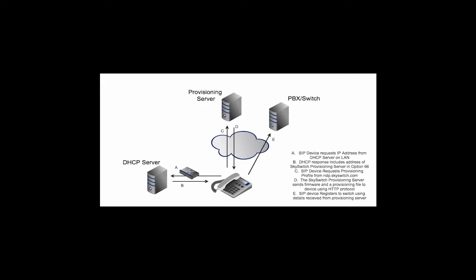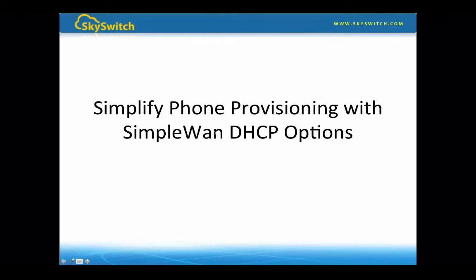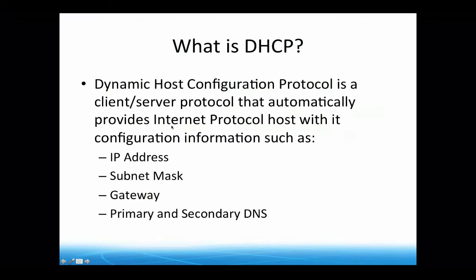This presentation is going to be going over DHCP options with the SimpleWAN and specifically with Polycom phones. So first off, what is DHCP? Our IP phones need a way to get their IP address, and DHCP is the protocol they use to do that. But more importantly, they don't just get their IP addresses. They can get other valuable information as well, such as the subnet mask of the network, the gateway, DNS, and some other configurable settings as well.